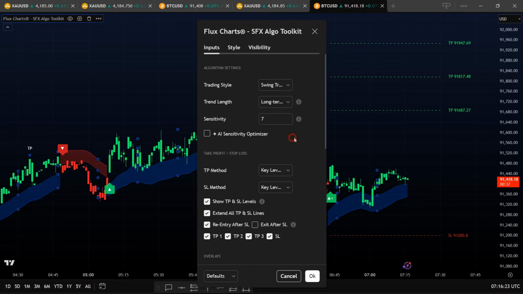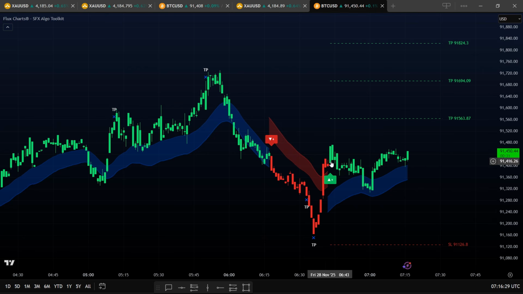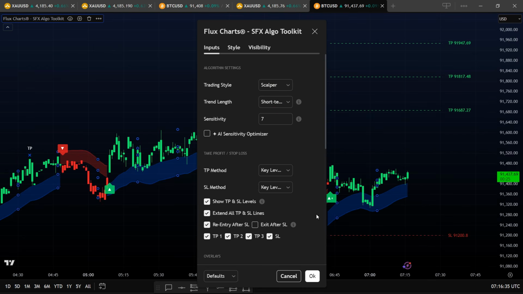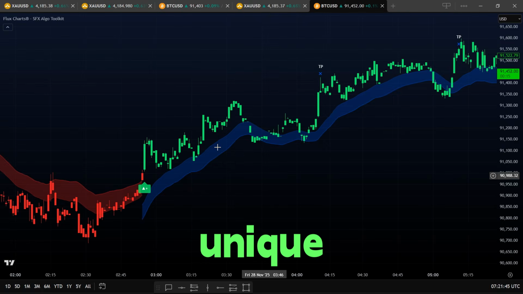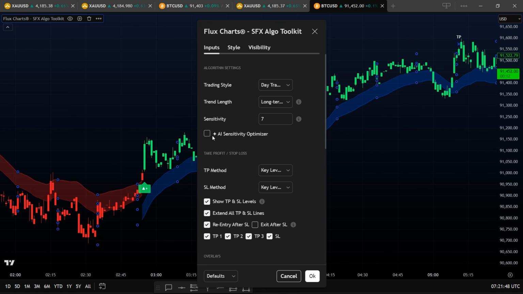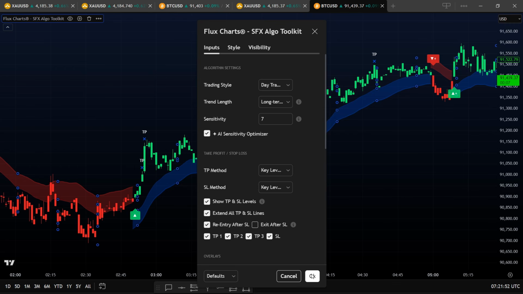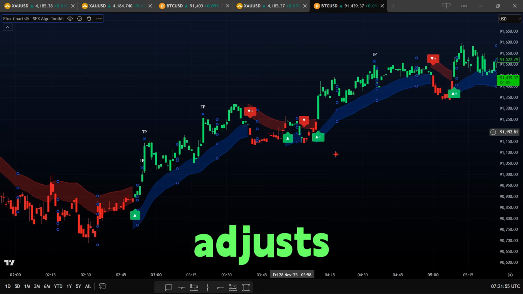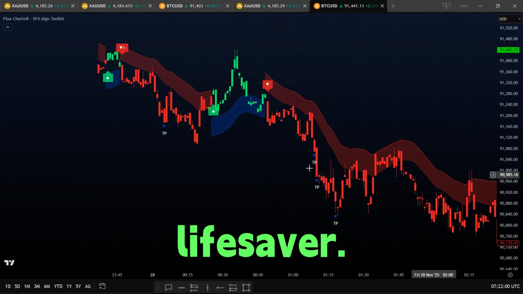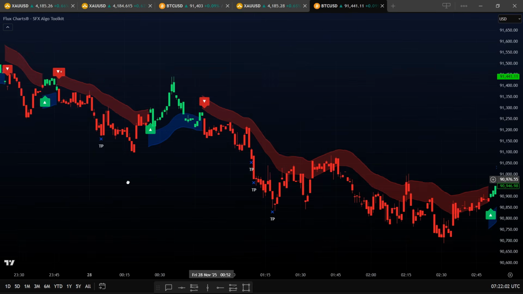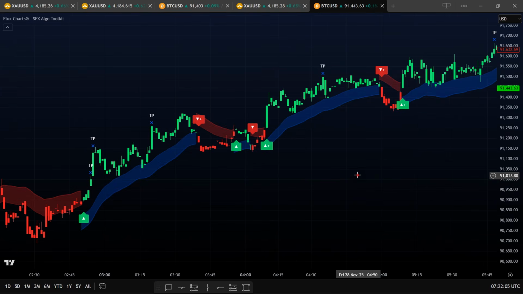Think of this as aligning with the bigger picture. Even if you are scalping, you might want to respect the longer-term trend to avoid getting trapped. And here's the unique feature, the AI sensitivity optimizer. When you check this box, the algorithm automatically analyzes current market volatility and adjusts the signal sensitivity for you. If you're a beginner, this is a lifesaver. If you're a pro, you can turn it off and manually dial it in to fit your specific strategy.